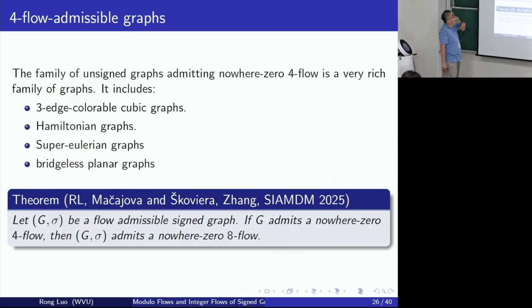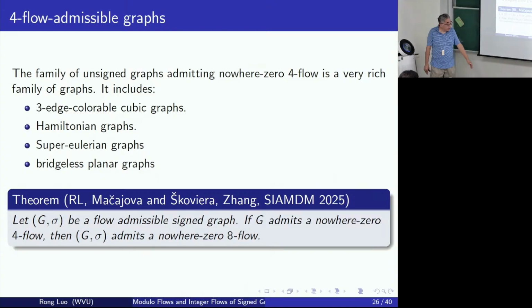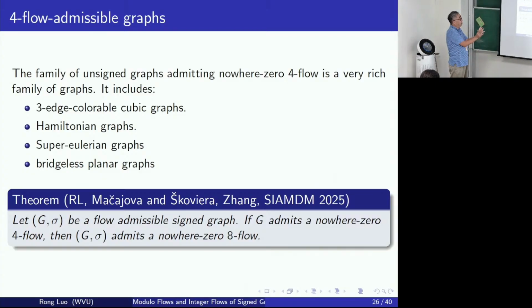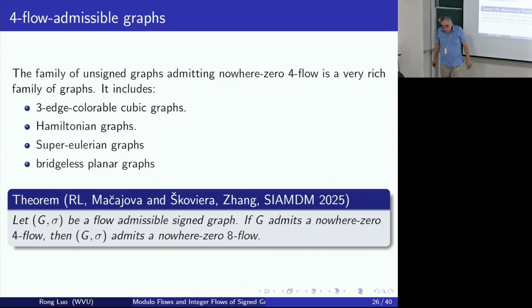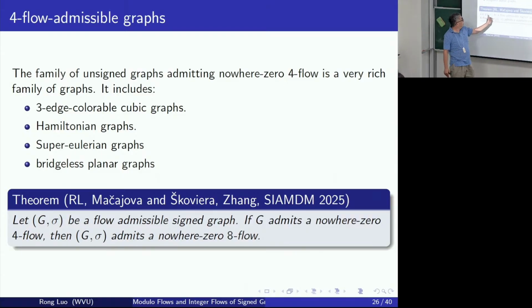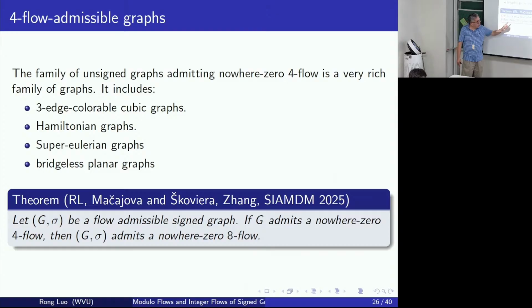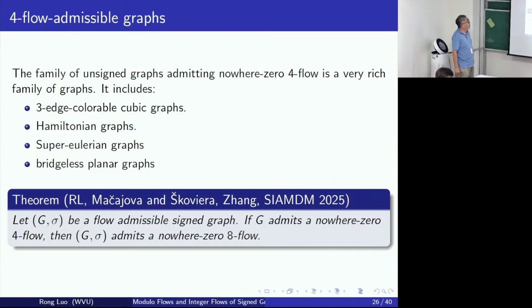We were stuck on one case, and then when the editor and Martin visited me 2 years ago, I told them which part I was stuck on. Finally, we were able to prove that every 3-edge colorable cubic graph admits a nowhere zero 8 flow. And then we looked at the extension. Finally, we extended this result: as long as the underlying unsigned graph admits a nowhere zero 4 flow, then the corresponding flow admissible signed graph admits a nowhere zero 8 flow.